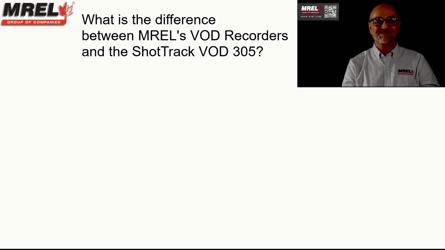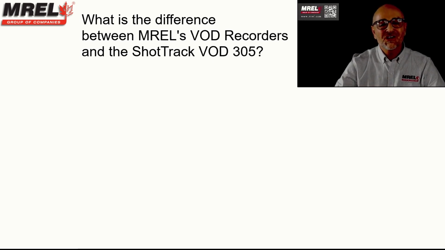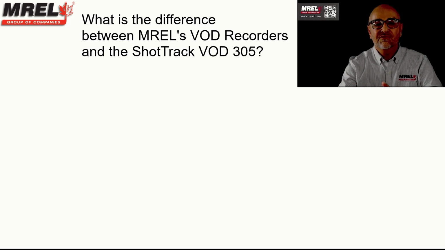Okay, I'll explain further. The ShotTrack VOD 305 does not have the capability to test the VOD in explosive samples. With an advertised recording speed of only 256,000 samples per second, its recording speed is far too slow for that application. Now, to ShotTrack's credit, it is my understanding that ShotTrack does not advertise use of their ShotTrack VOD 305 for testing explosive samples.